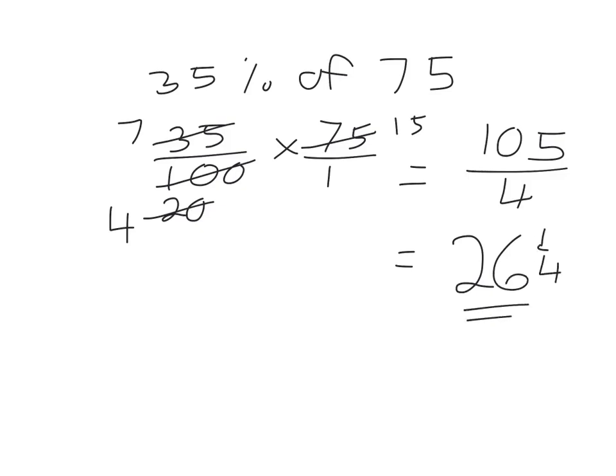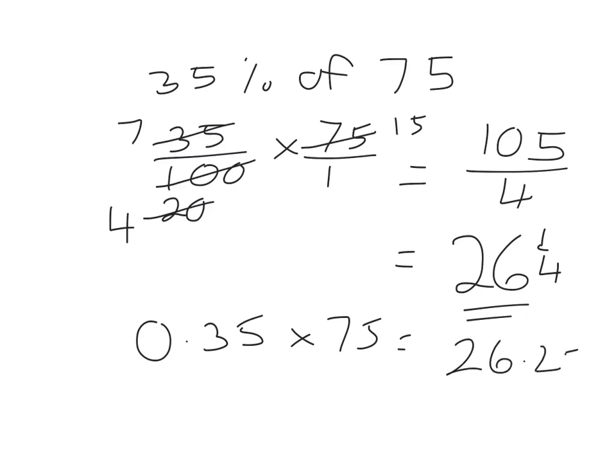Or I can change my percent to a decimal, use my calculator, and I'll get 26.25. 26.25 is the same as 26 1/4. If you have a calculator, I would always choose the method of using a decimal. If you're doing it without a calculator, I would recommend doing the fraction and then cross cancelling.